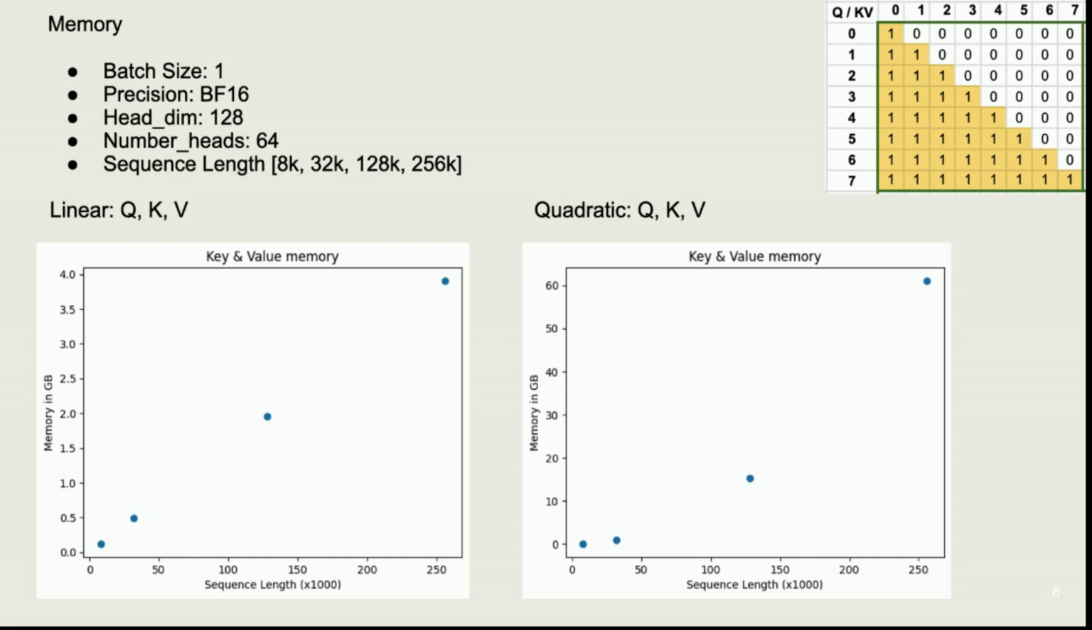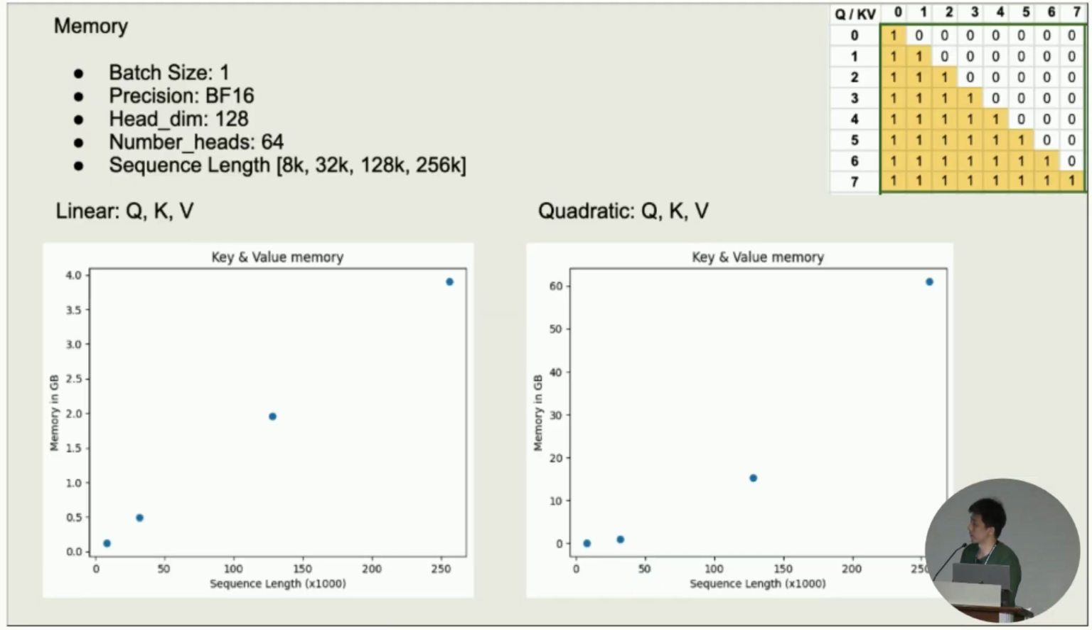And if you want to store this n squared matrix in memory, it's going to take much more memory. It's going to be quadratic in terms of the sequence length. On the bottom right graph, at the 256K sequence length, you actually need 60 gigabytes to store this entire n squared matrix into memory, which is a lot, given what we have for the current accelerators. H100s and A100s have only 80 gigabytes of memory available. So this will become a bottleneck when you want to train longer context models.